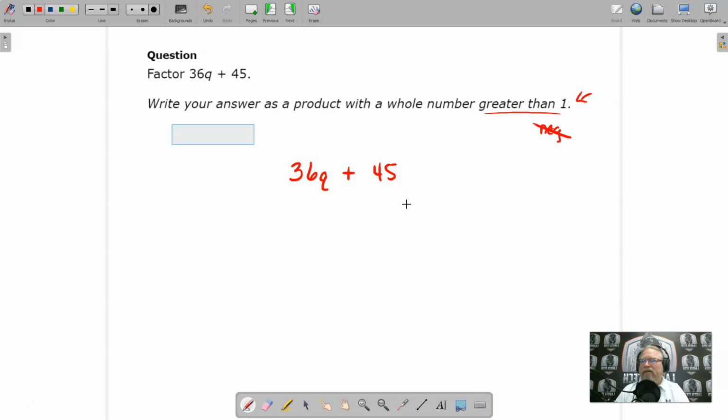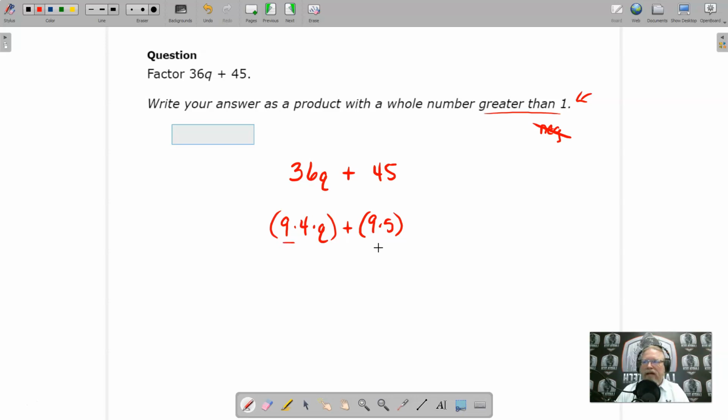So 36 and 45. Well, if we think about 45, 45 really doesn't have that many factors other than 1 and 45, right? What are they? It's like 9 times 5, right? 9 times 5. And so we could rewrite 45 as that. Now, 36 doesn't have a factor of 5 in it, but it does have a factor of 9 in it, right? 9 times 4 is 36. So let's go ahead and write this as 9 times 4 times Q, right? Remember that Q is going to be in there. Can't take that out.